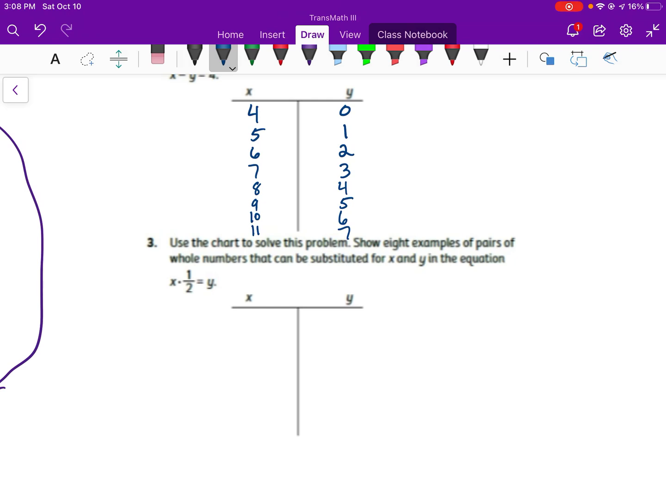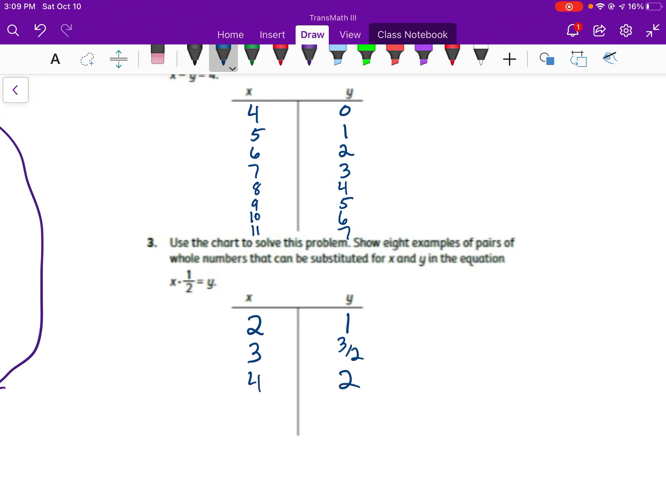Show 8 examples of pairs of whole numbers that can be substituted for x and y in the equation x times 1/2 equals y. Okay, so let's start with 2. Okay, 2 times 1/2, which is saying 2 divided by 2, which is the same thing. Okay, 2 times 1/2 is 1. Okay, and let's say 3. 3 times 1/2 is 3 halves. 4 divided by 2 is 2.